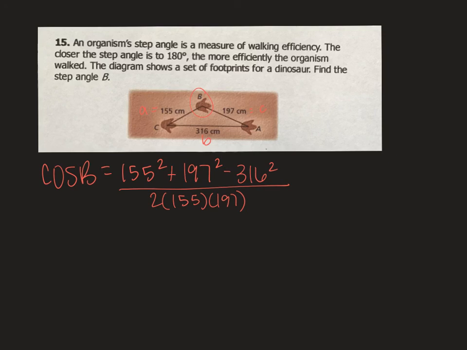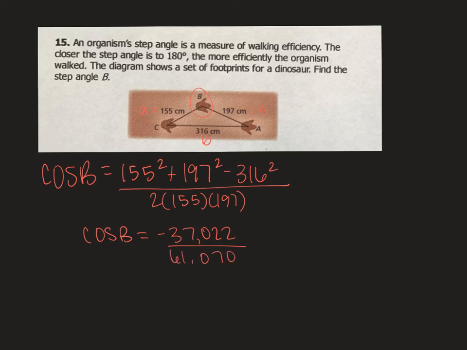So when I add 155 squared and 197 squared, I get 62,834. And then I subtract 316 squared, which is going to give me negative 37,022, which is completely normal to get a negative value when you're doing law of cosines. Don't panic. The bigger the angle, the smaller the number, so it can be just a smaller positive or it can be negative. That's okay.